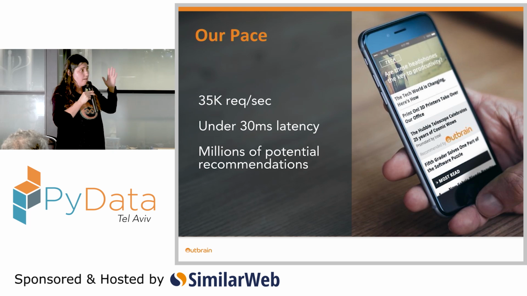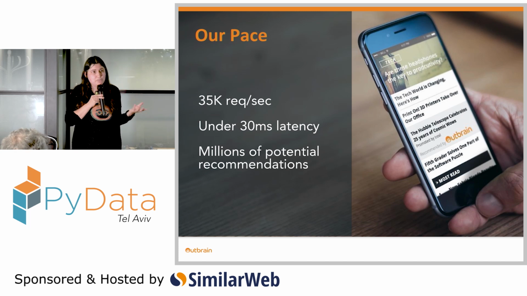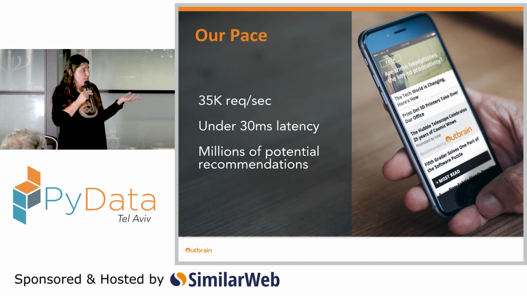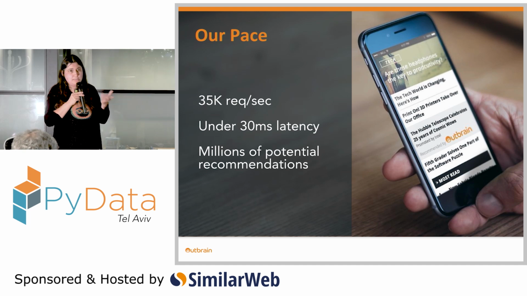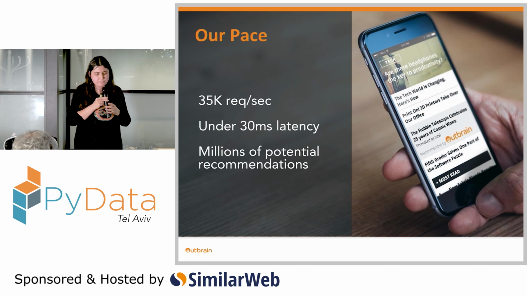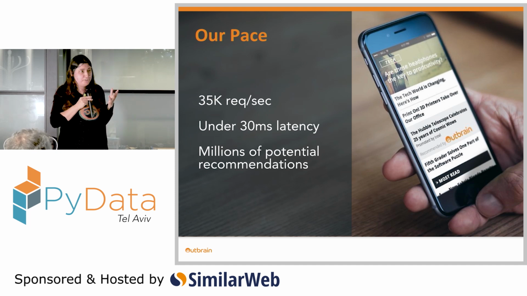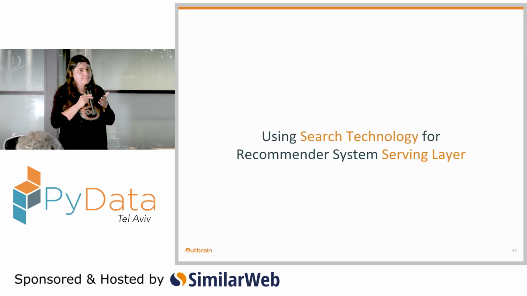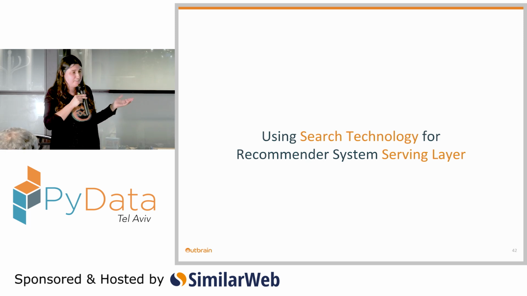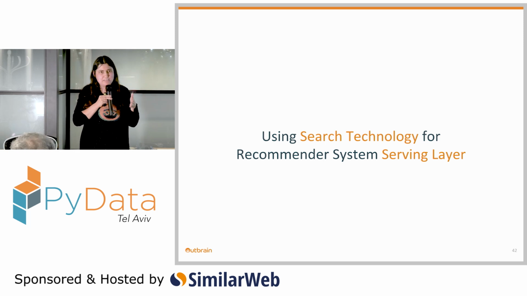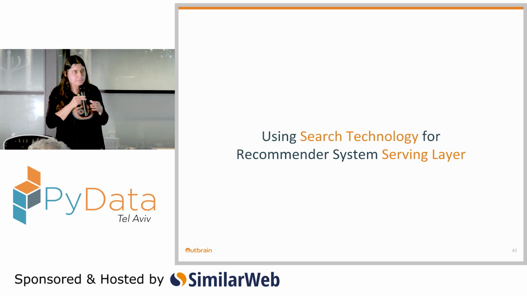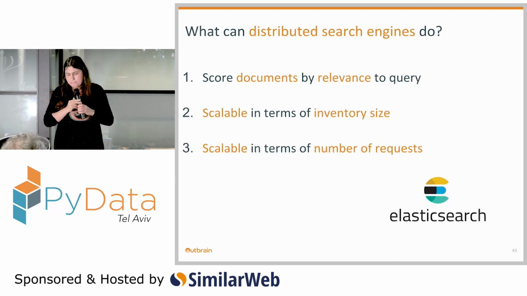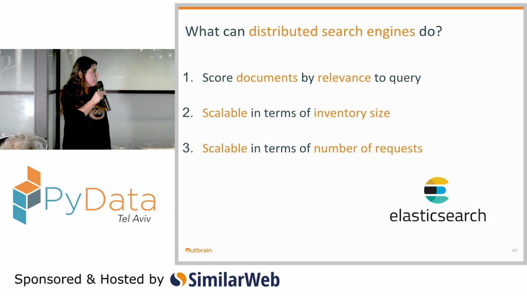And the third challenge that we have is that our inventory is large. We have several millions of potential recommendations from which we need to choose the best ones. So this is a pretty challenging engineering task of how to tackle it. And what we did is we turned to a different domain, in which many of these problems are already solved, and I'll show you how we've done the reduction between the two. So we're using search technologies, we're using Elasticsearch, and here is a brief overview of why distributed search engines are good for what we're trying to do.